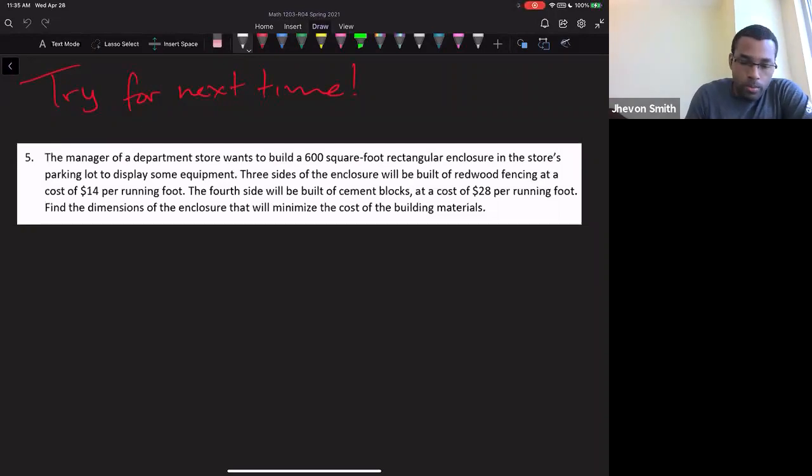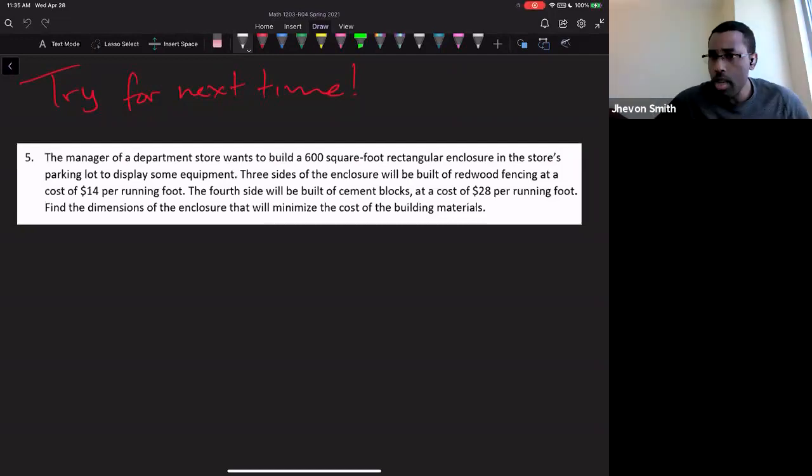So, last optimization problem we're going to do. The manager of a department store wants to build a 600 square foot rectangular enclosure in the store's parking lot to display some equipment. 3 sides of the enclosure are built of redwood fencing, which costs $14 per running foot. The 4th side will be built from cement blocks that cost $28 per running foot. Find the dimensions of the enclosure that will minimize the cost of building materials.